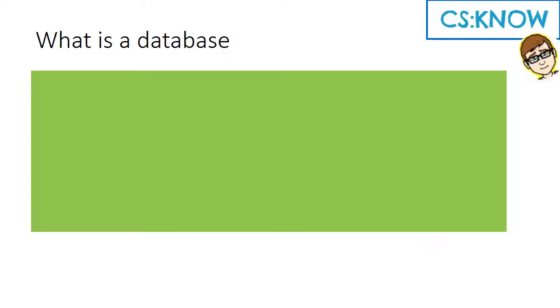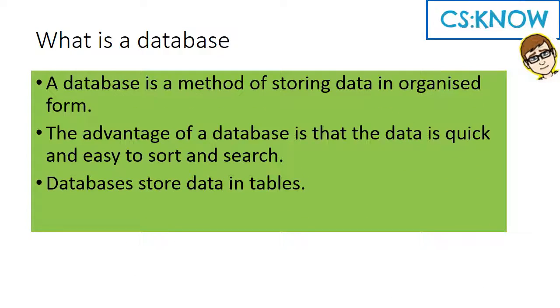So what is a database? A database is a method of storing data in an organised form. And that's the key part: data in an organised form or an organised structure. The key word is organised. If you put data in an exam, it's a way of storing data. Well, it is, but it has to be in an organised form. You need that keyword organised. The advantage of a database is that the data is quick and easy to sort through and search. Databases store data in tables.